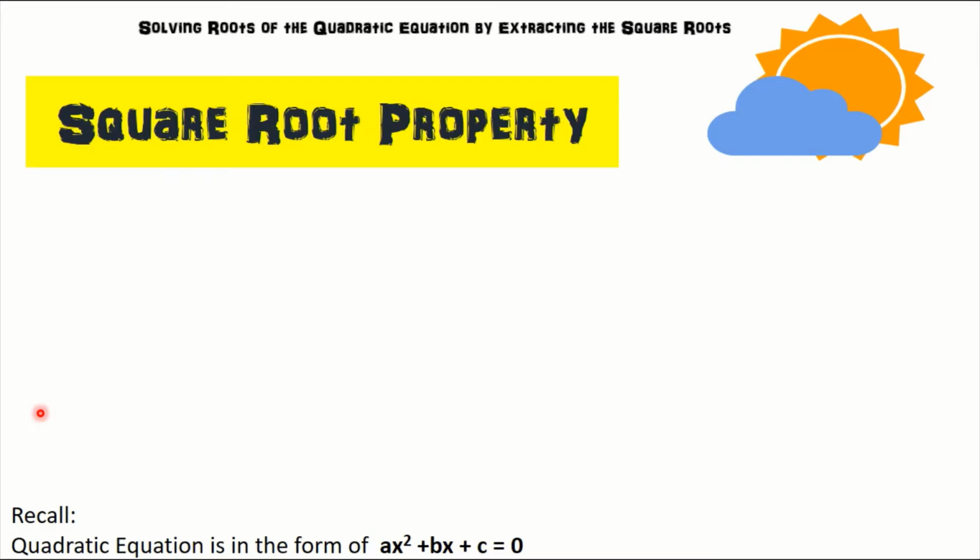The square root property states that if x squared equals c, then x is equal to positive and negative square root of c. Ibig sabihin, whenever kinukuha natin ang values ng x dito sa x squared equals c, then yung value na makukuha natin is dalawa. Isang positive at isang negative. So, for this, let us have an example.